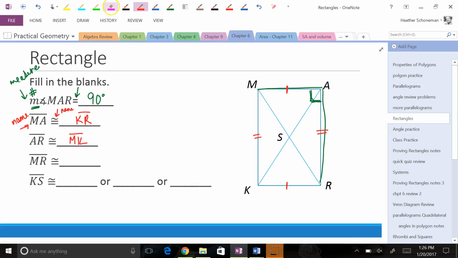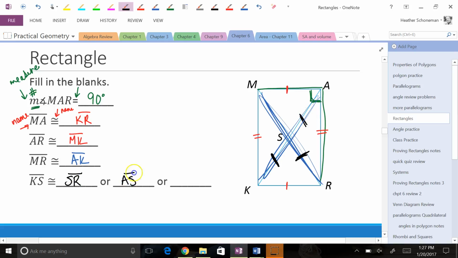Well, MR is this entire diagonal here. MR is congruent to the other diagonal, which would be AK, or KA, whatever you want to write. KS, which is this segment of the diagonal, is congruent to 3 things. It's congruent to this part, SR. It's congruent to this one, AS, and it's also congruent over here to MS.